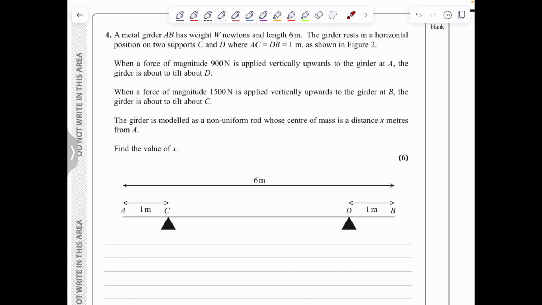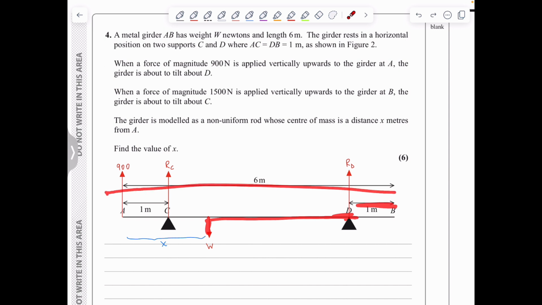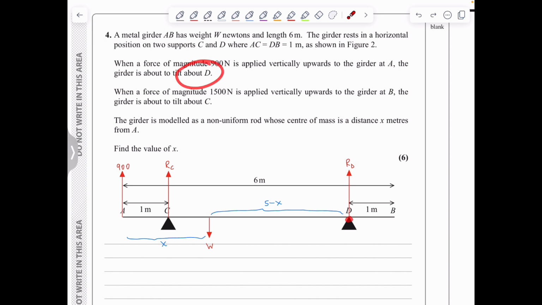Well, the first thing to do is put the forces and the distances on the diagram. So we've got the weight of W, we've got the 900 newtons acting at A vertically upwards, we've got the reactions at C and D, and the distances. Well, the weight is X meters from A, and this means that the distance between the center of mass and D is simply 6 minus 1 minus X, so it's simply 5 minus X. Because we are about to tilt about D, this means that we have no reaction at C, so this is crossed out, and I can proceed by taking moments about D.